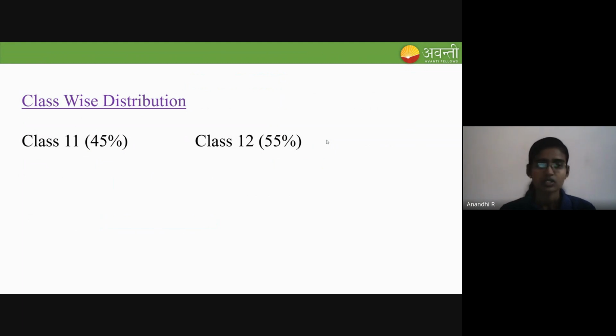Coming to the class-wise distribution for both exams, from class 11 there are 45% of questions asked for both the exams, and for class 12 it is 55%. So both have almost equal proportions, just plus or minus 5 for both.